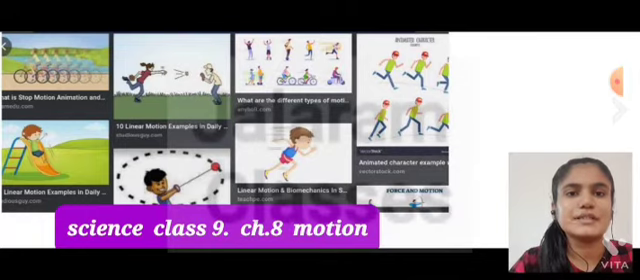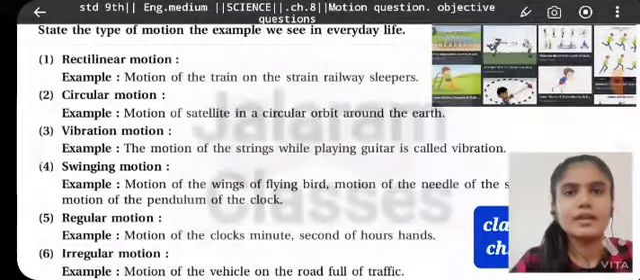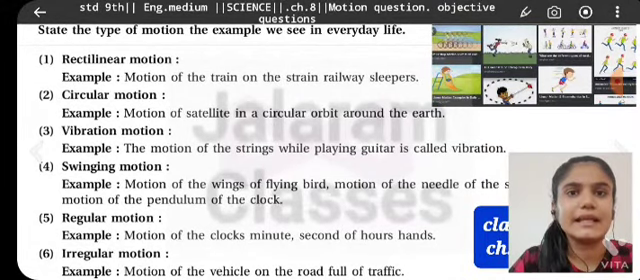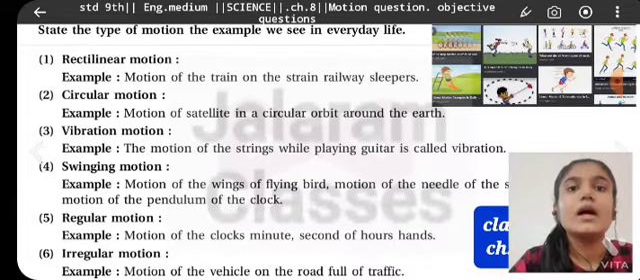Today we are going to study Science Class 9 Chapter 8 Motion. State the type of motion, the example we see in everyday life. Rectilinear motion, example motion of the train on the straight railway sleepers. Circular motion, example motion of satellite in a circular orbit around the earth.